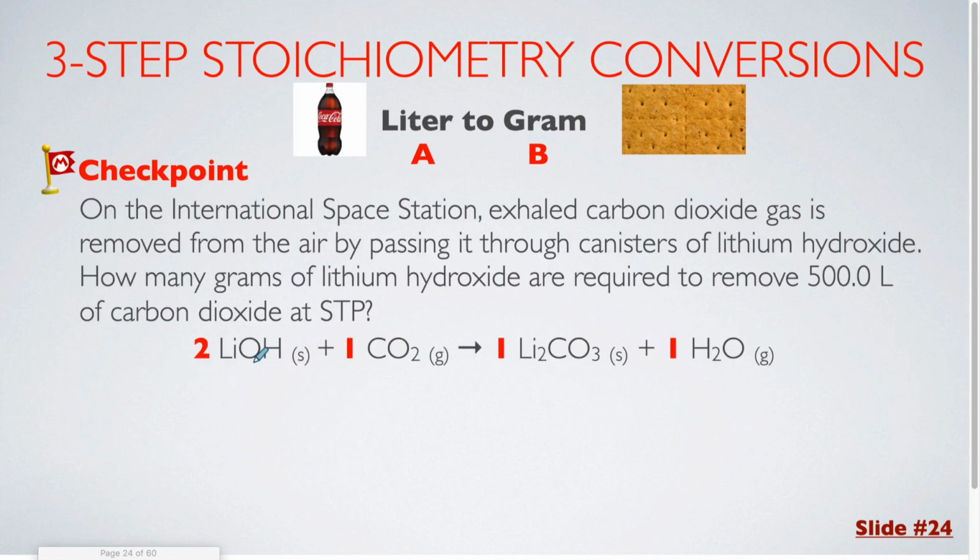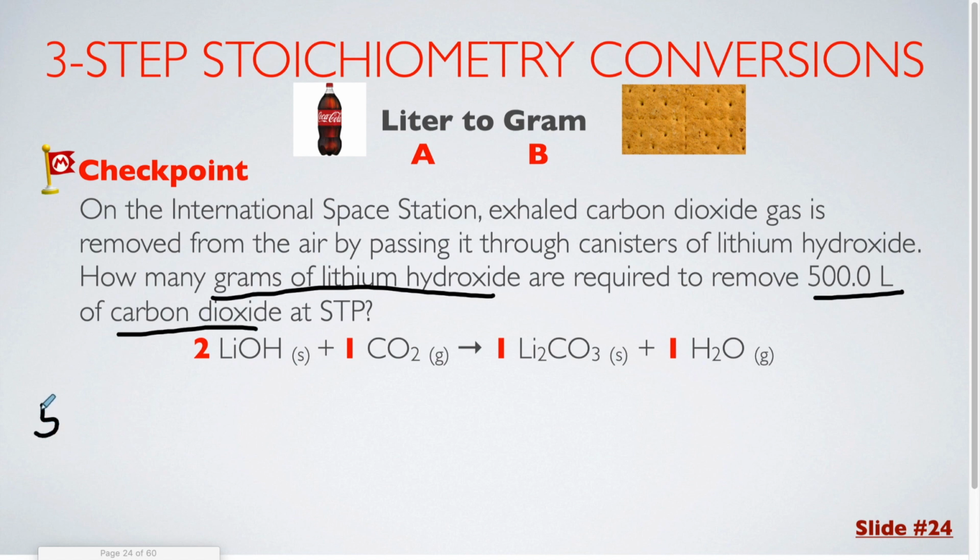For our next example, we are going to be starting with liters of substance A, and we are going to grams of substance B. On the International Space Station, exhaled carbon dioxide is removed from the air by passing it through canisters of lithium hydroxide. How many grams of lithium hydroxide are required to remove 500.0 liters of carbon dioxide at standard temperature and pressure? So that's what STP stands for.